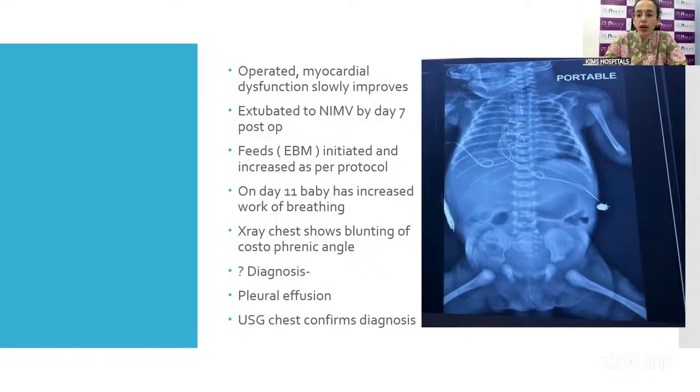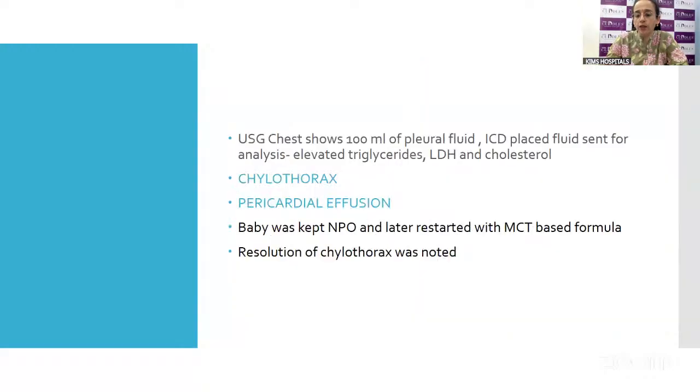Then we suspected pleural effusion for this baby, secondary to any thoracic duct leak or injury. Then the USG chest was done to confirm the diagnosis of pleural effusion. Around 100 ml of pleural fluid was noted on ultrasound, and then the ICD was placed because the baby had increased respiratory distress needing intubation again. The fluid was sent for analysis, which showed elevated triglycerides, LDH and cholesterol. That fluid analysis was suggestive of chylothorax, and the baby also had a pericardial effusion. This happens as one of the post-operative complications in cardiac surgery babies.